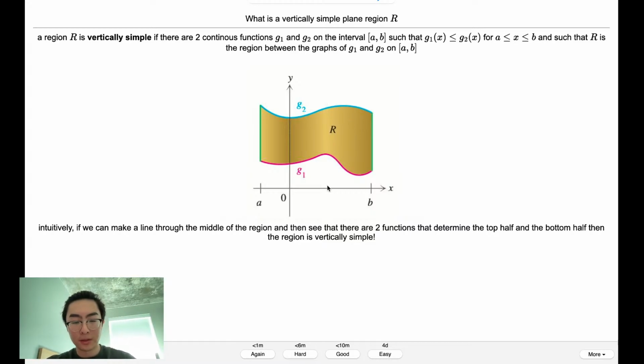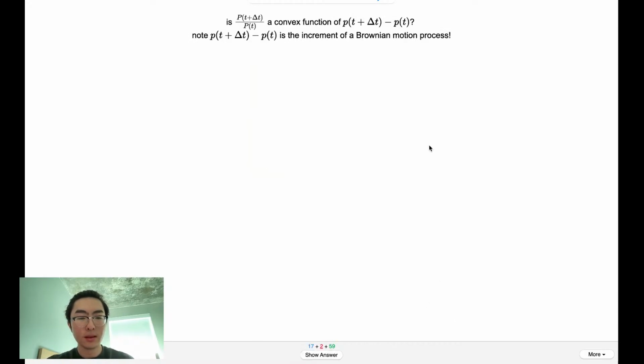Okay, I'm just going to move through this a little bit. So is P of t plus delta t a convex function of P of t plus delta t minus P of t? Yeah, so we established that P of t plus delta t over P of t is just the increment of a geometric Brownian motion process, and a geometric Brownian motion process is convex because we're exponentiating, I guess we could say, a normally distributed, maybe linear, underlying variable.